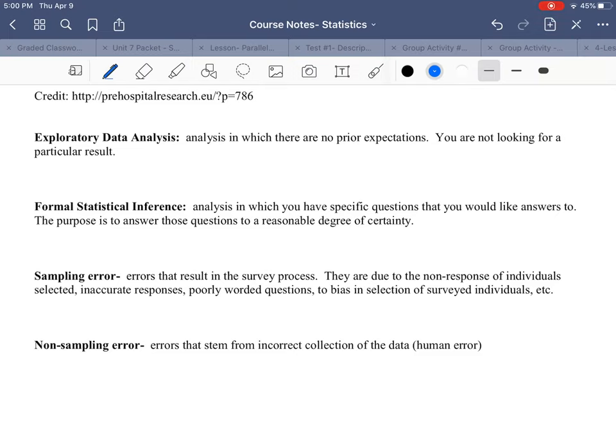And people like me, and in a couple of weeks you will be able to see right through their BS. Sampling error that results in the survey process due to non-responsive individuals, selected inaccurate responses, and so on. Basically, all that's telling us is that when you get that phone call or email asking you to complete a survey and you say, nope, not doing it, you're creating sampling error.